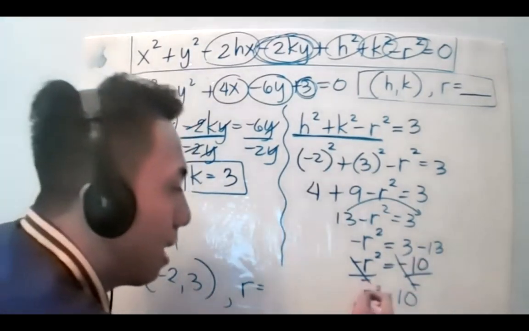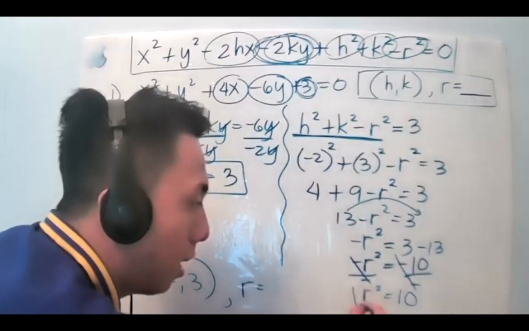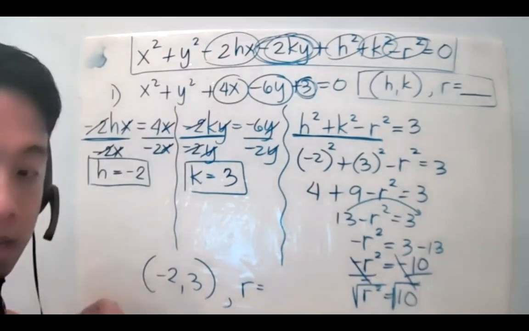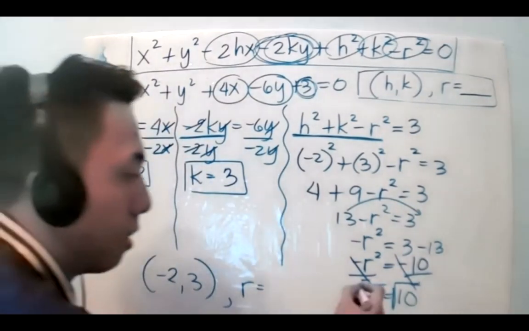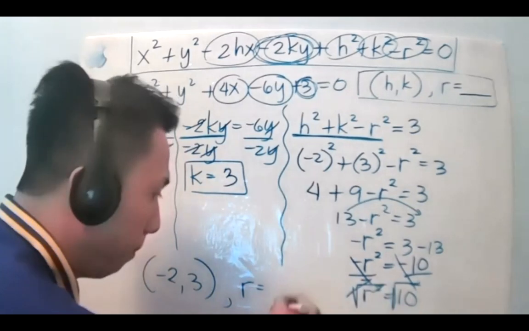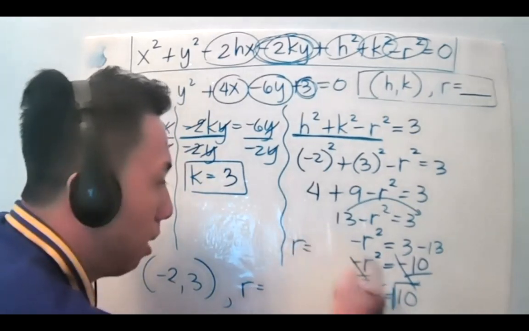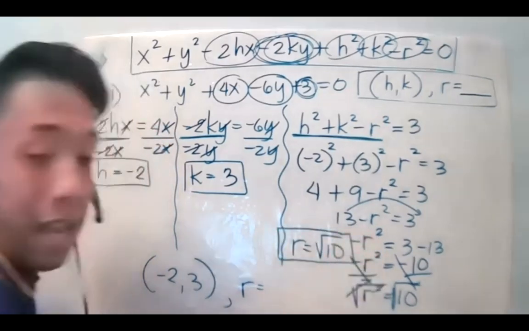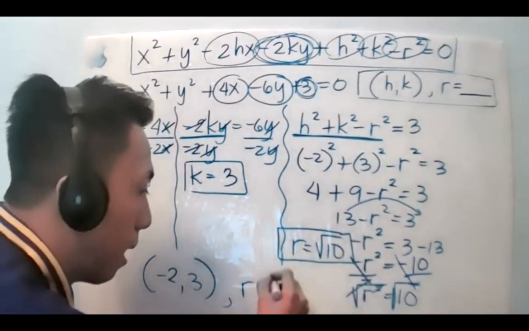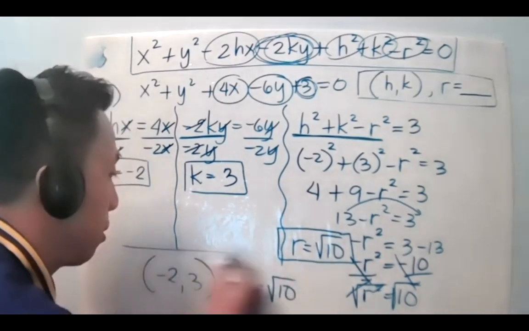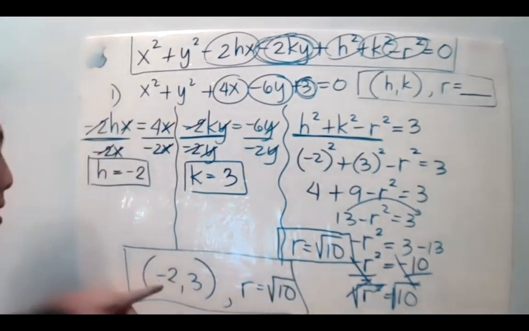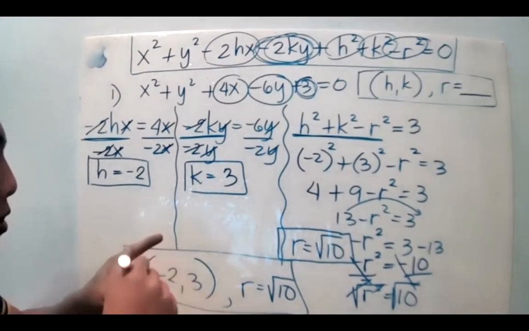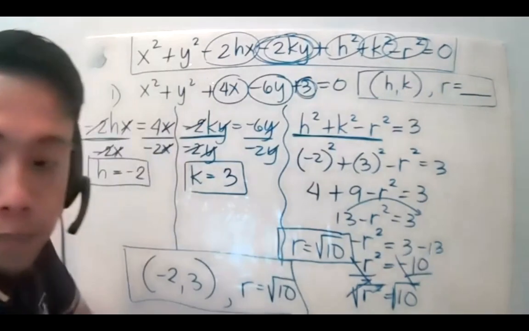And then, the last one, para matanggal si squared, we need to square root both sides. So, tanggal yan. Ang matitira sa atin is r equals square root of 10. Okay? So, ang ating final answers are center is at negative 2, 3. Our radius is square root of 10.